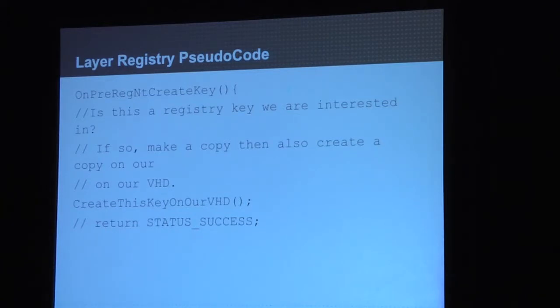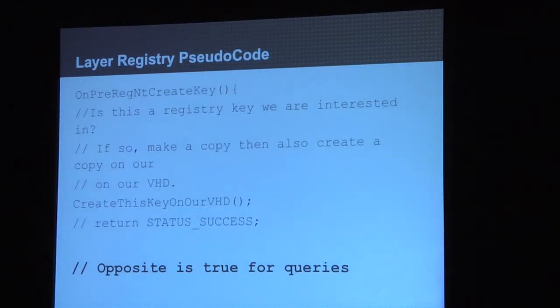So, in a registry key, similar, let's take a look at it. Is this a key I'm interested in? An administrator is installing an application. The application makes writes to HKEY_LOCAL_MACHINE. I want to go ahead and layer those. My filter driver comes in with my CmRegisterCallback, hits my code on create key, and says, is this a key we're interested in? Well, if it's going to local machine, yeah, I'm interested in it. Then let's copy that to wherever we're storing our layer. I wrote VHDs because a lot of these guys still run VHDs. So let's go ahead and copy that to the layer there, all right?